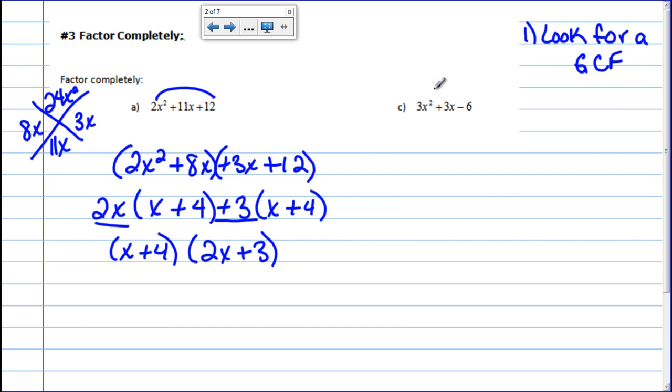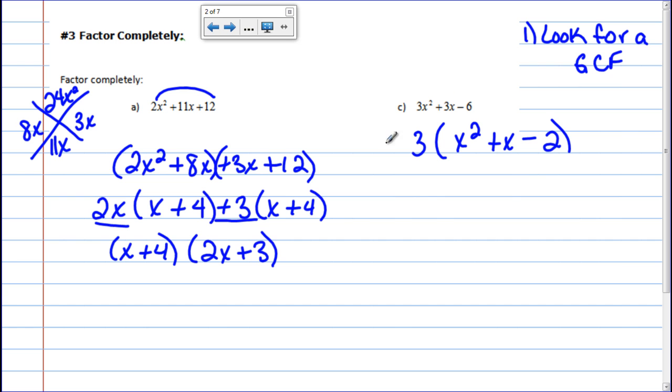Now, this is really C, because I'm going left to right. We'll come to the other 2 in just a second. Number 1, look for a GCF. 3x squared, 3x, and 6. There's a greatest common factor there. I can factor out a 3. If I factor a 3 out of each of these terms, I'm left with x squared plus x minus 2.